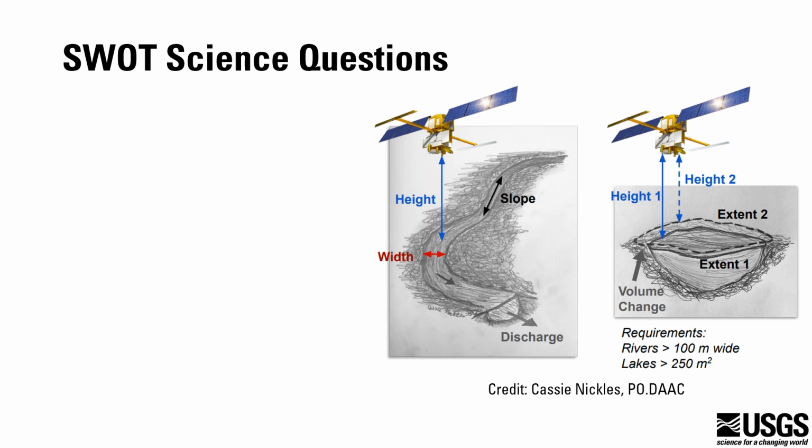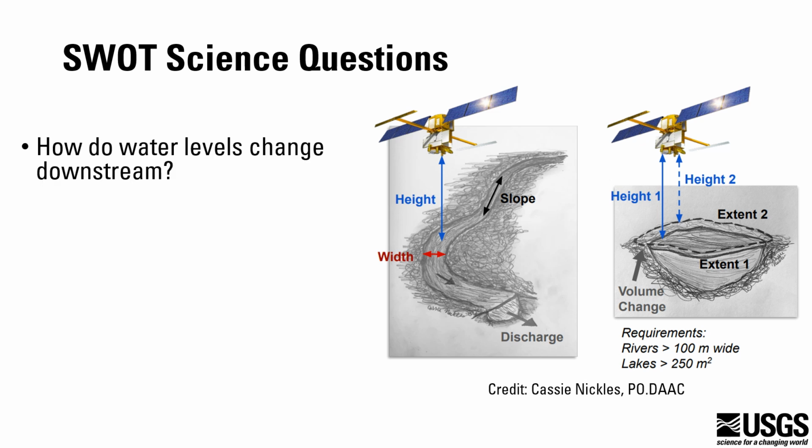Moving into the exciting science that might be possible with SWOT, some questions that SWOT is really able to address now is how do water levels change downstream? Before, if we had, say, a gauge on a river, often that's just a point location and it can be hard to know exactly what's happening upstream or downstream of a gauge unless they're very closely spaced. As SWOT will observe full river profiles, this provides some exciting possibilities.